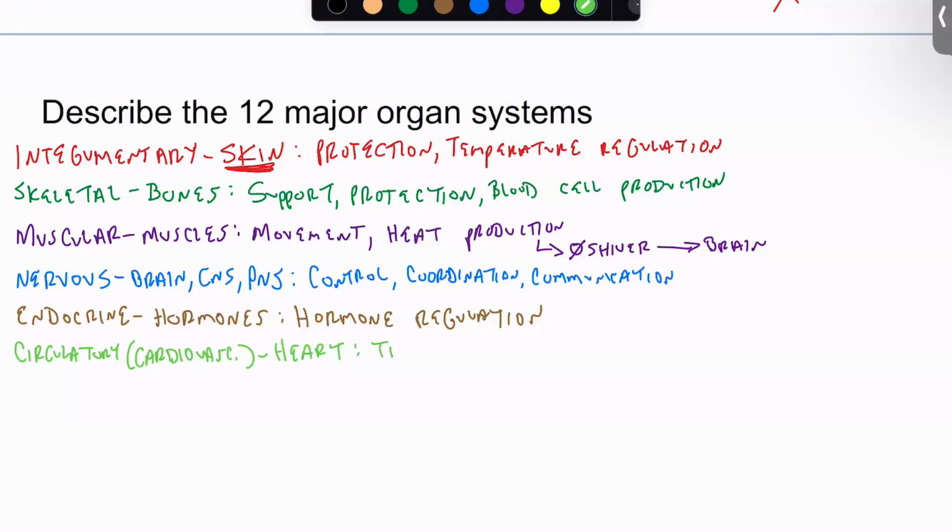And the main thing for here is the transport of oxygen, nutrients, and then just blood in general.